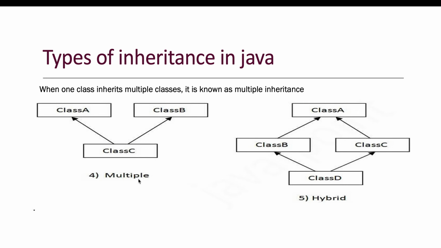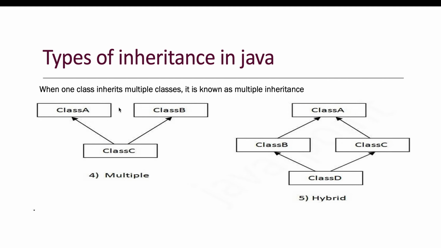Similar to multiple inheritance, Java also does not support hybrid inheritance. It is hybrid inheritance in the sense that two classes are extending the functionality of a similar class, and then again these two classes are extended by some other class. So this is again similar to multiple inheritance, right?